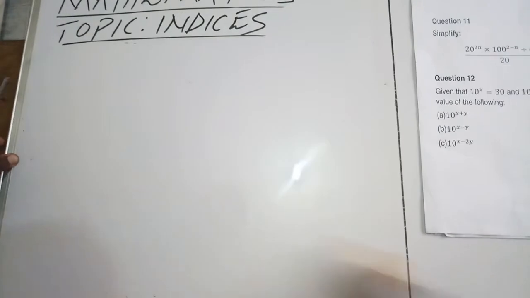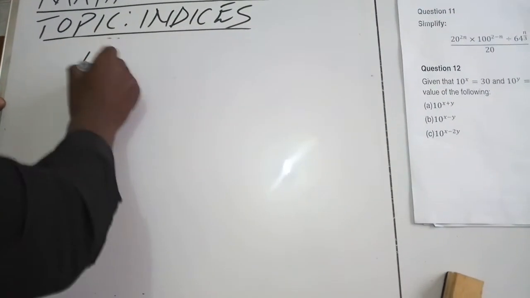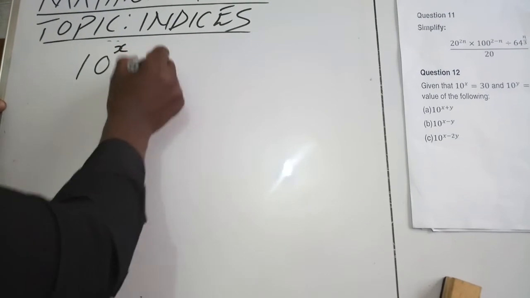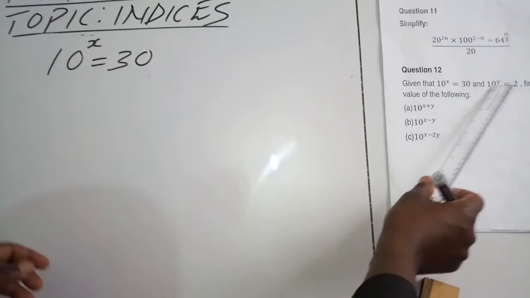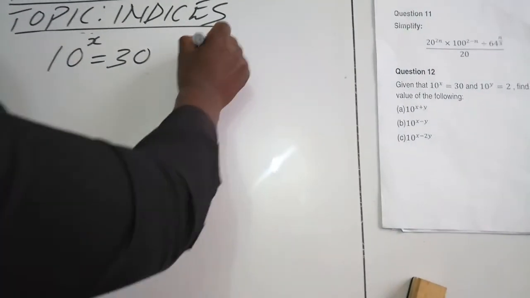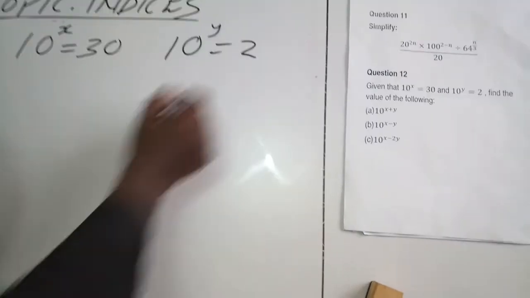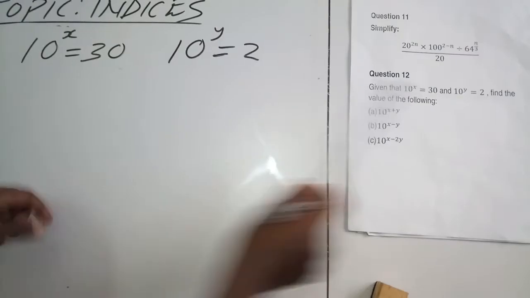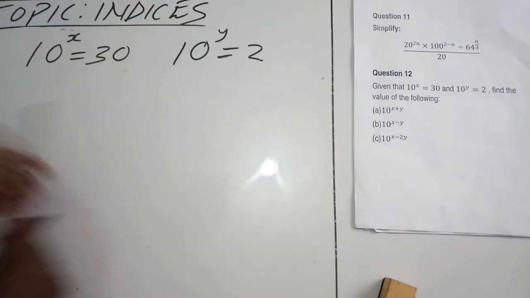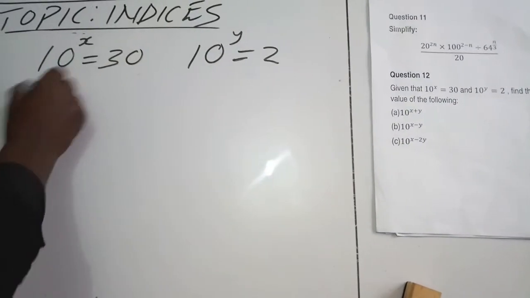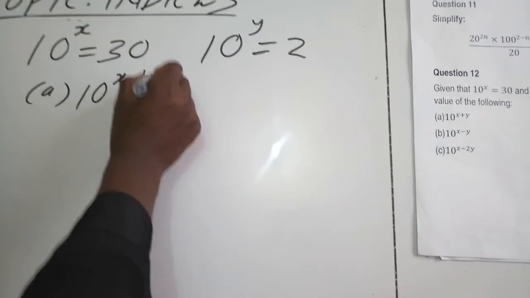Now, which is the next question? Given that 10 power x is equal to 30, and 10 raised to power y is equal to 2. You're told to find the value of the following. The first part we have A, 10 power x plus y.